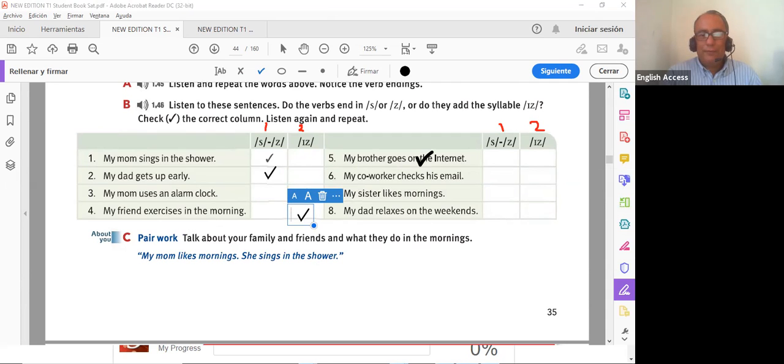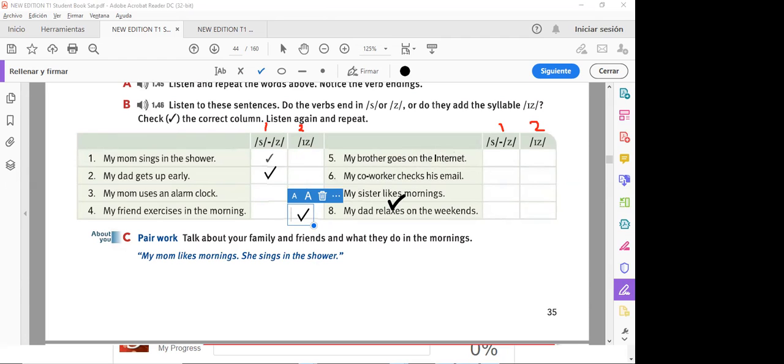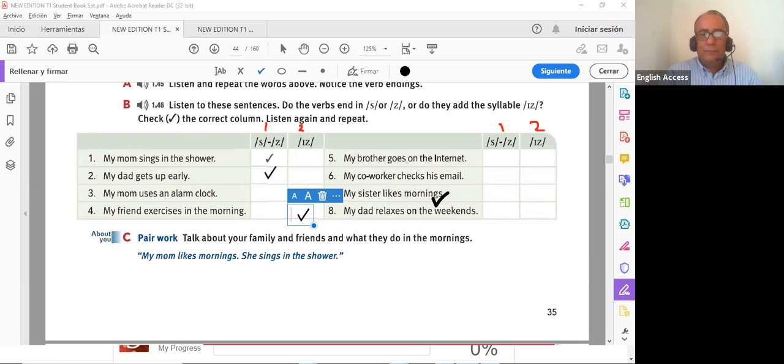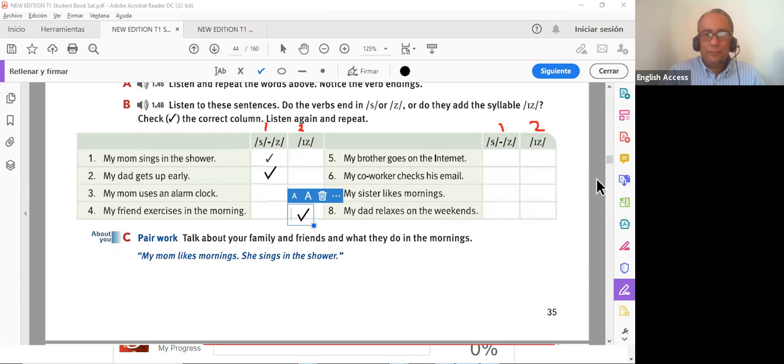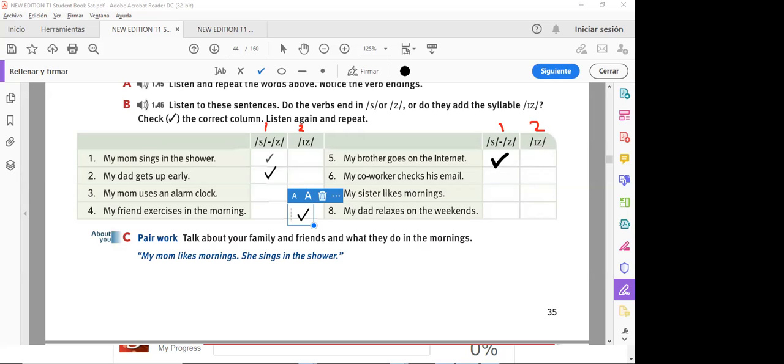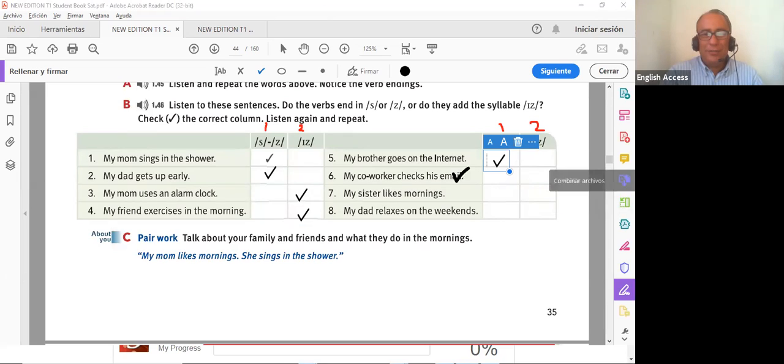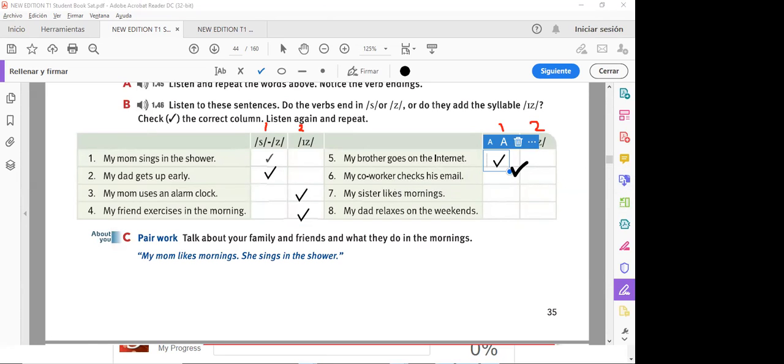Number 5. My brother goes on the internet. Fatima? 1 or 2? My brother goes on the internet. Column 1? Column 2? One. Column 1, yes. Pacheco, number 6. My coworker checks his email. Checks his email. Column 1 or column number 2? Column 1. Very good, Pacheco.